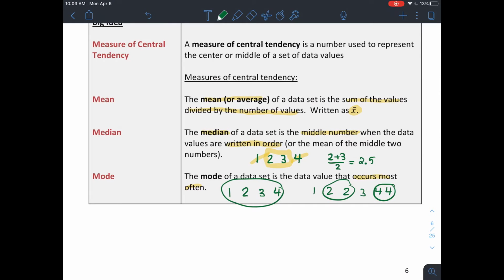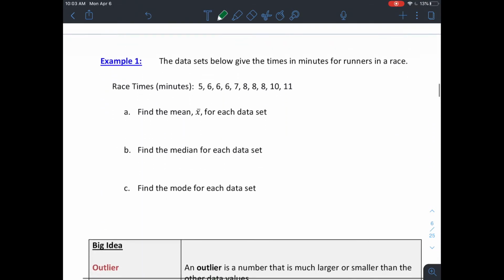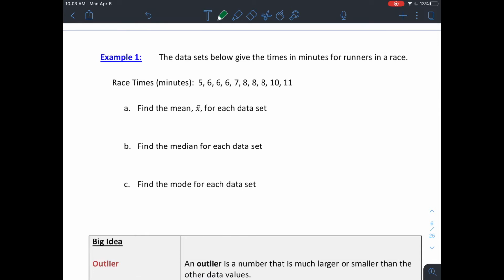Mode isn't the most useful for talking about measure of center because really it ignores everything except the ones that show up the most often. So let's do a little comparison. If I have race times for runners in minutes, I'm going to find the mean, median, and mode.